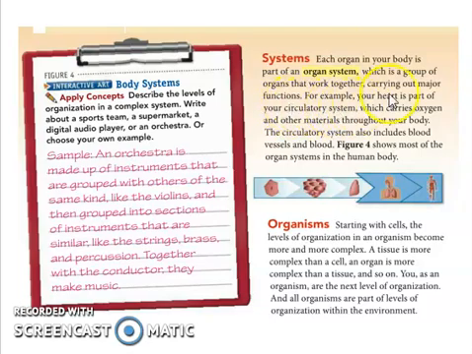Okay, for example, the heart belongs to the circulatory system, and that system is responsible for carrying oxygen and other materials to our body. The circulatory system also includes the blood vessels and the blood. It doesn't mean that in the system the heart is the only organ. Okay, a system is composed of different organs.